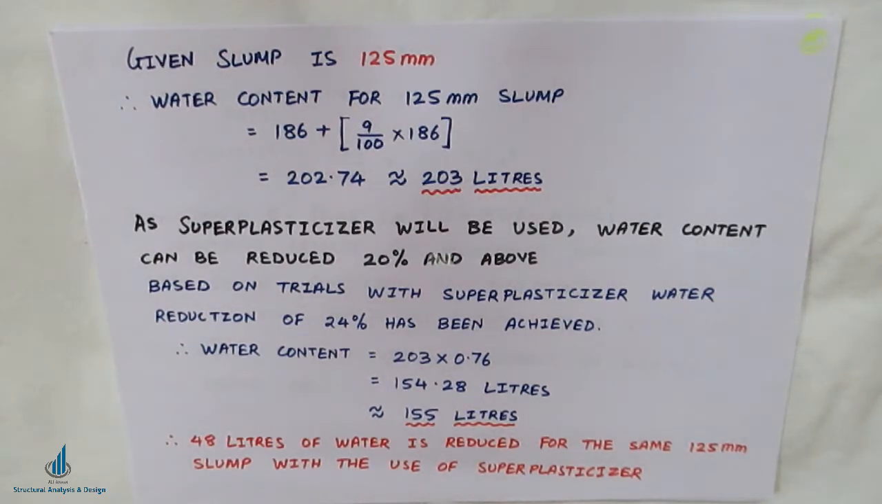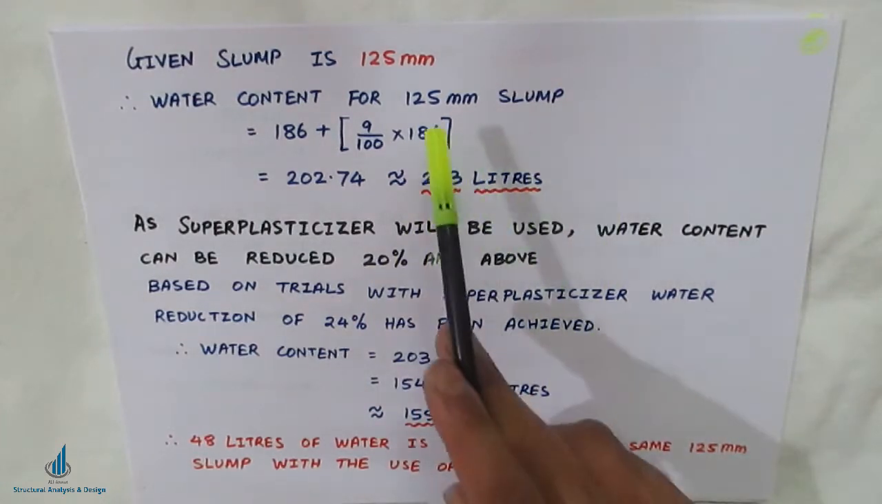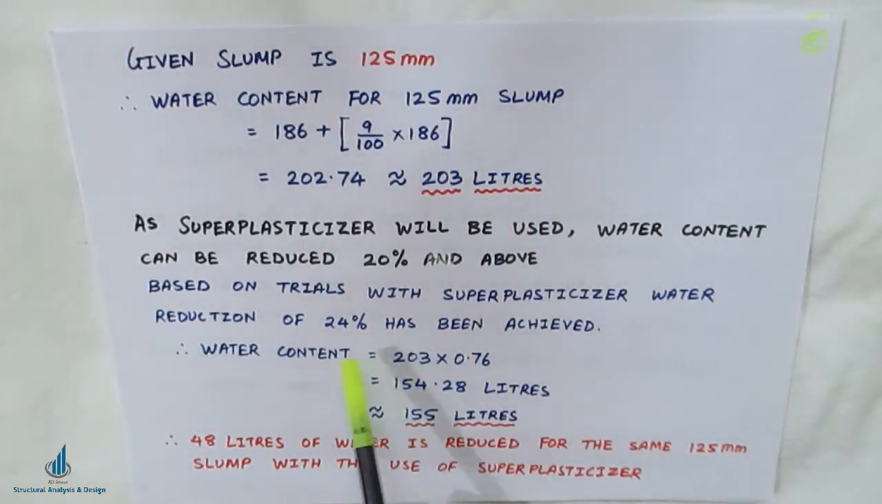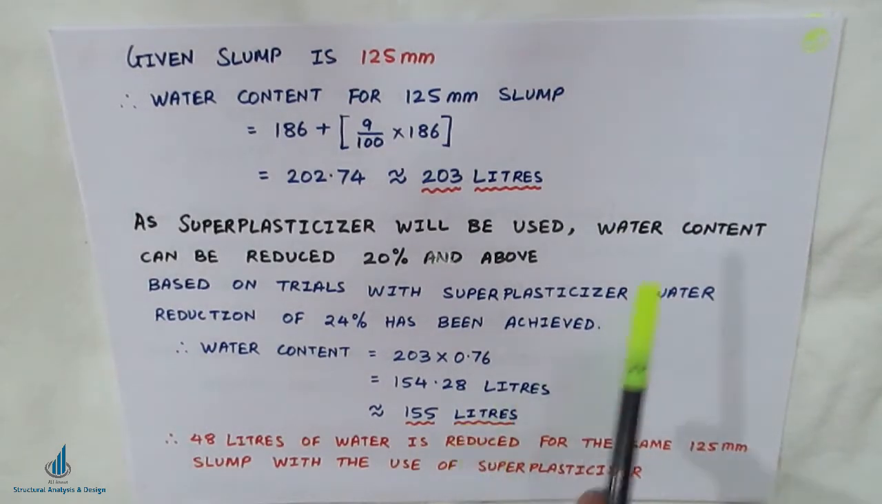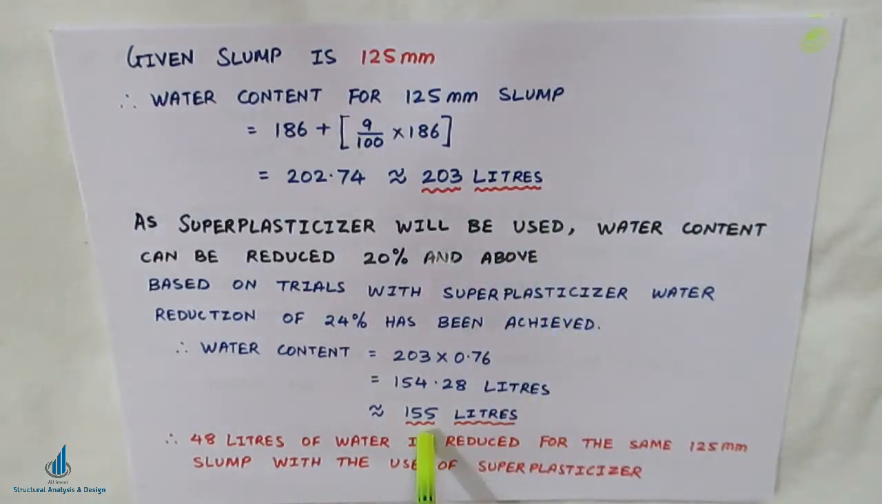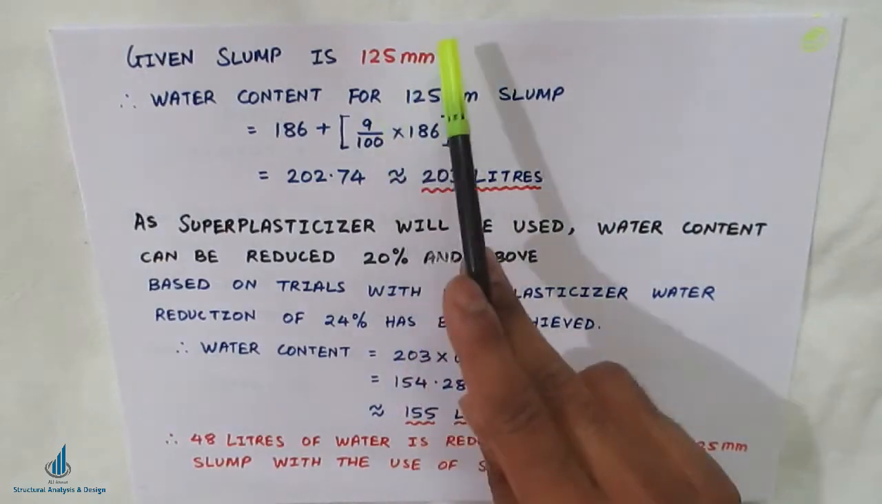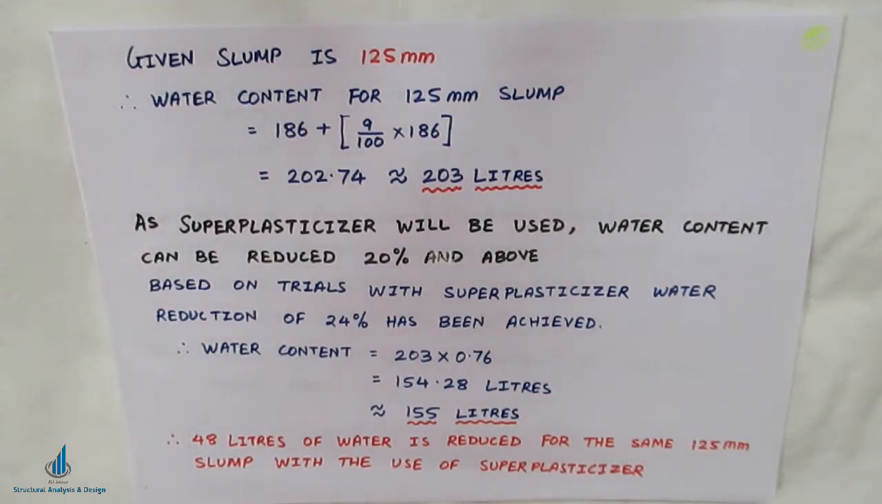So the water content required for this mix design is 203 liters, which we got previously for 125 mm slump, multiplied by 0.76, since we have reduced it by 24%. So you get 154.28 liters, which is approximately 155 liters of water. Previously it was 203 liters before using superplasticizer. After using superplasticizer you get 155 liters. So clearly you can see 48 liters of water is reduced for the same slump, that is 125 mm slump, with the use of superplasticizer. So there is a great reduction of water content.